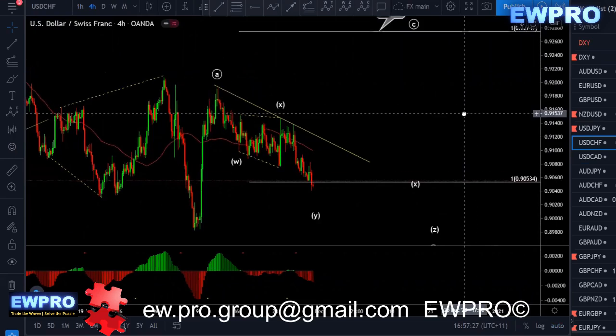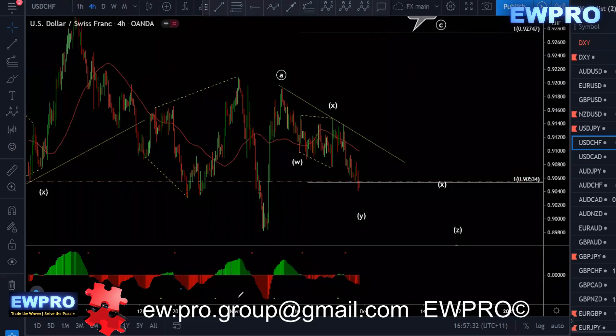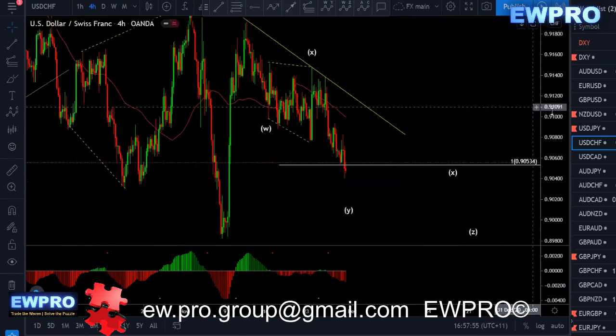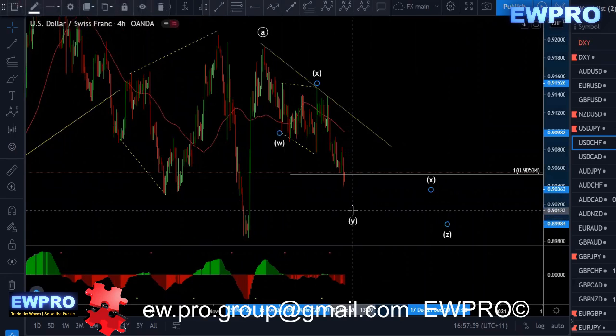So USDJPY is tricky again too, because we lost the bullish divergence, but we got a nice sharp move up. Then I was just looking for an A, B, C. It's starting to break that 100 fib now. We have no bullish divergence. We've lost the bullish divergence. So I'm looking at this as a wave Y.